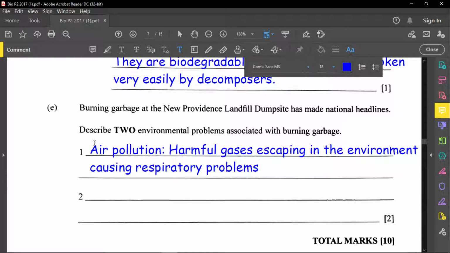A person living near that dump site can experience respiratory problems because of the harmful gases and so on. All right. Another possibility here that we can have is global warming.